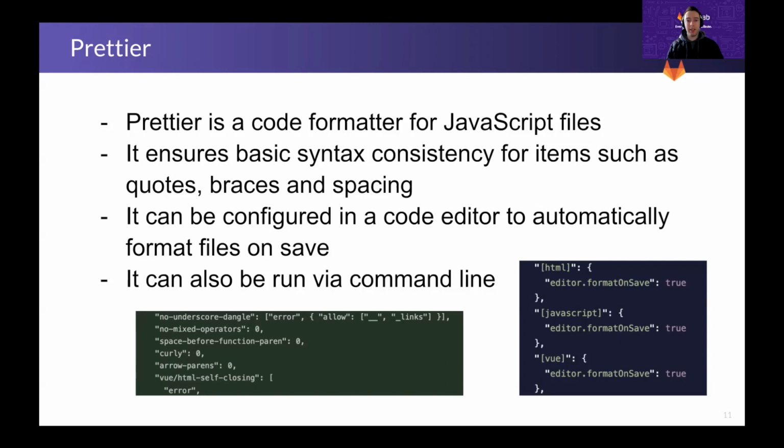Prettier is a code formatter for JavaScript files. It ensures basic syntax consistency for items such as quotes, braces, and spacing. It can be configured in a code editor to automatically format files on save. It can also be run via command line.